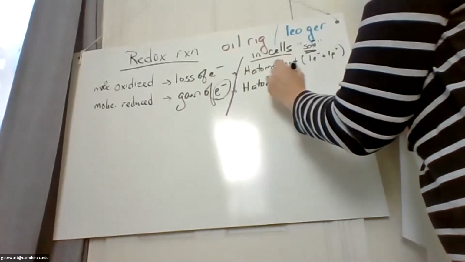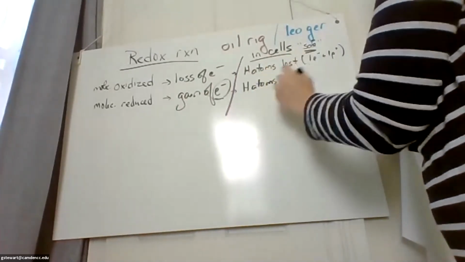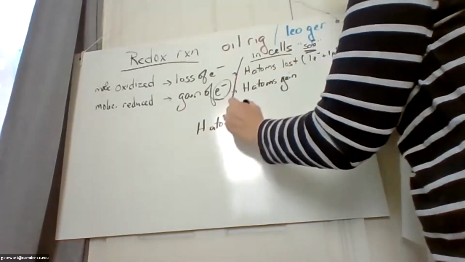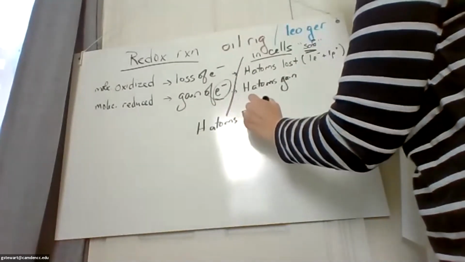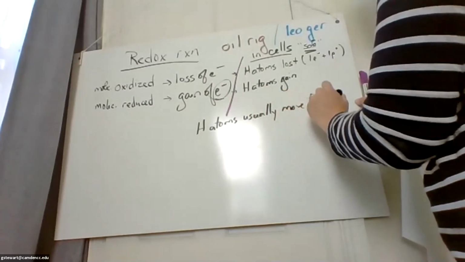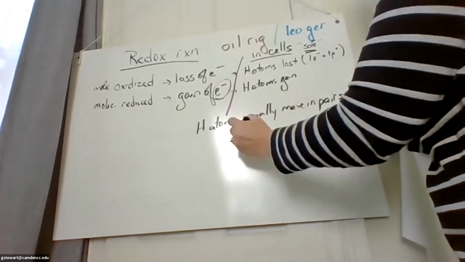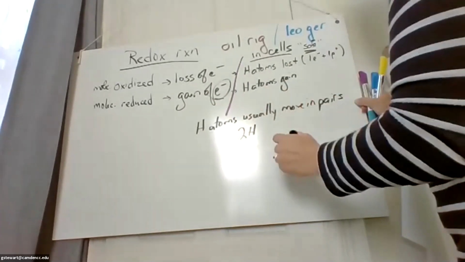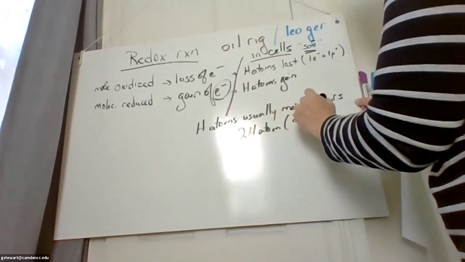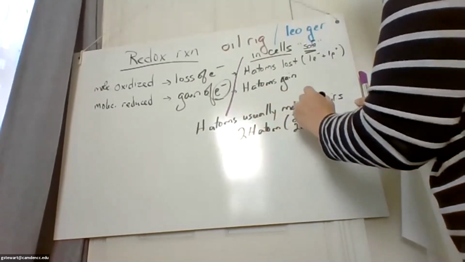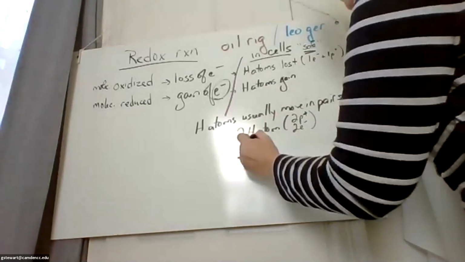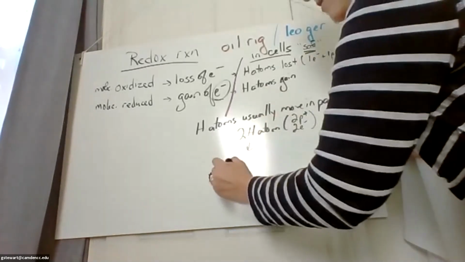I say atoms because these hydrogen atoms, we're usually going to be moving them, they're going to move in pairs. So it's going to be 2 hydrogen atoms, which would be 2 protons and 2 electrons, right? How they're going to be moved is they're going to be added to an electron carrier.